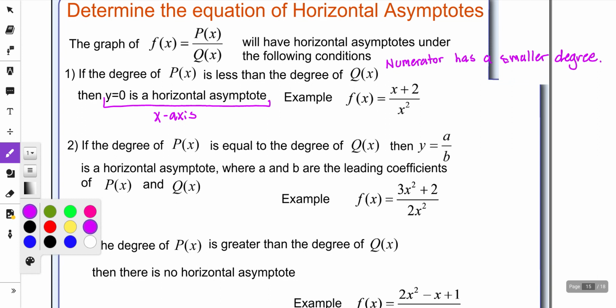Cool. Second scenario that you could run into: the degree of p of x and q of x are equal. That means that you have the same degree top and bottom. So numerator has the same degree as denominator.